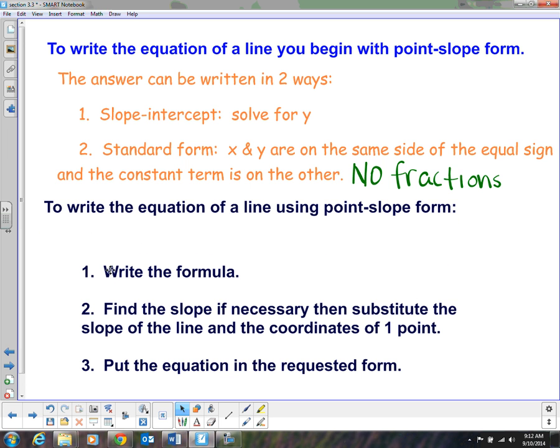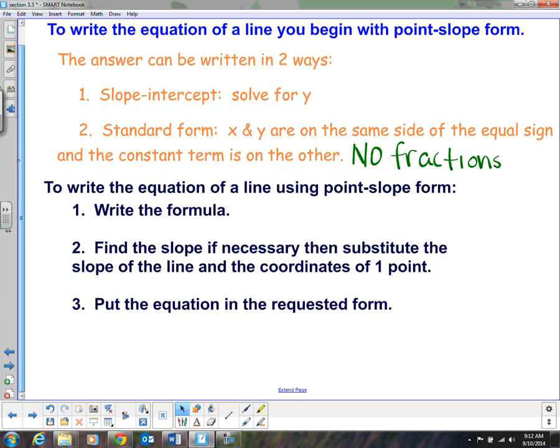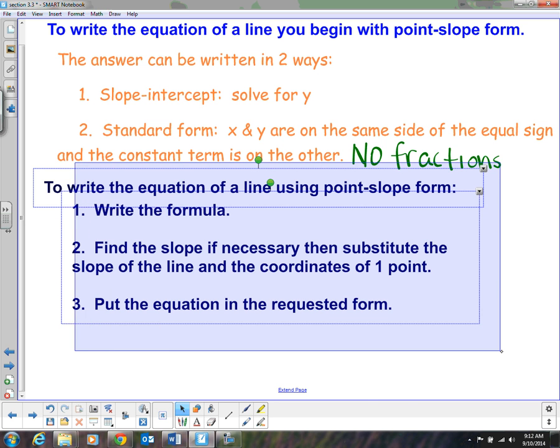So to write the equation of a line using point slope form, you write the formula, you find the slope if necessary, then substitute the slope and the coordinates of one point, and then you put the equation in the requested form. So that's what we're going to do.